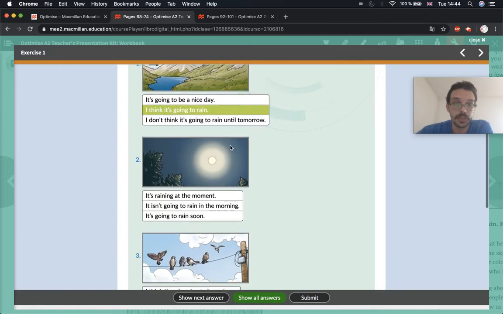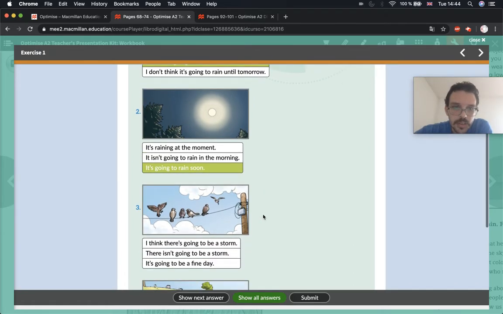Let's look at picture number 2, right? Looks like nighttime. And we have the phrase that we can see the moon here. It says it's raining at the moment. So I don't think that's correct. It doesn't look like raining. It isn't going to rain in the morning, or it's going to rain soon. Well, I don't see any clouds in the sky, so well, I guess it's going to rain soon.